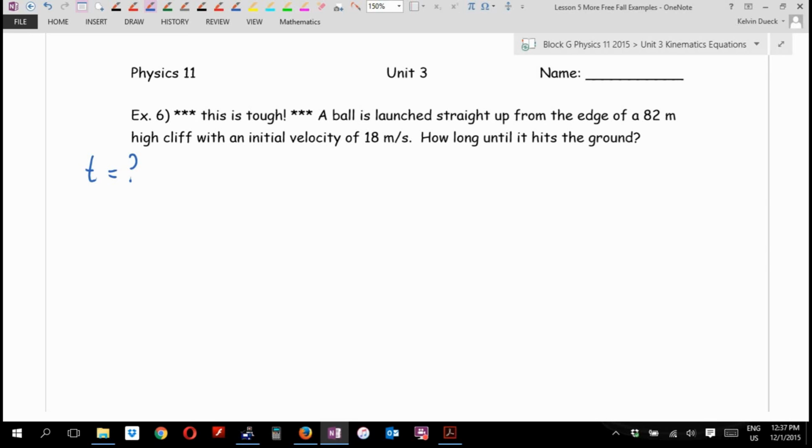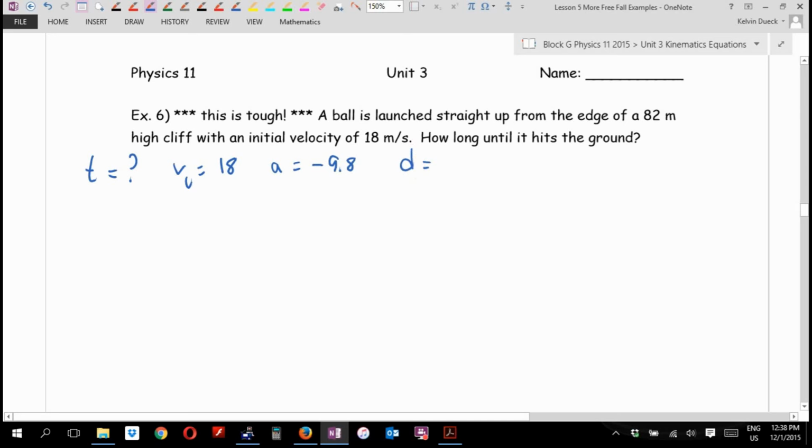Robbie, what else do I know? Which one? Initial or final? Initial. What's VI? I agree. Are we in free fall? Say yes. Then I know the acceleration. What's the acceleration? Got to be fussy, not quite. Yes, negative. What else do I know? What is D? Careful. It's not 82.